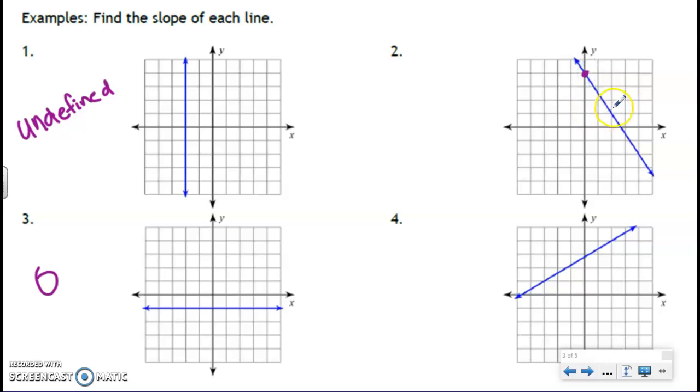Let's find 2 points where the line crosses right on the corner of our coordinate grid, and draw a triangle to connect them, and remember rise over run. So for this, I go down 3 and right 2. So my slope is negative 3 over 2.